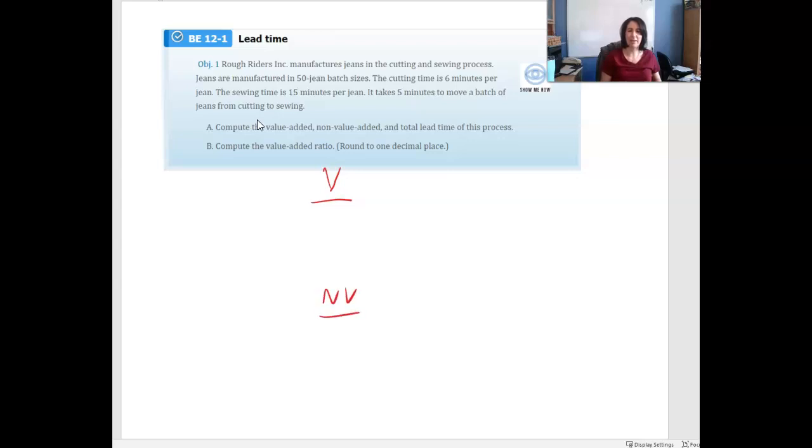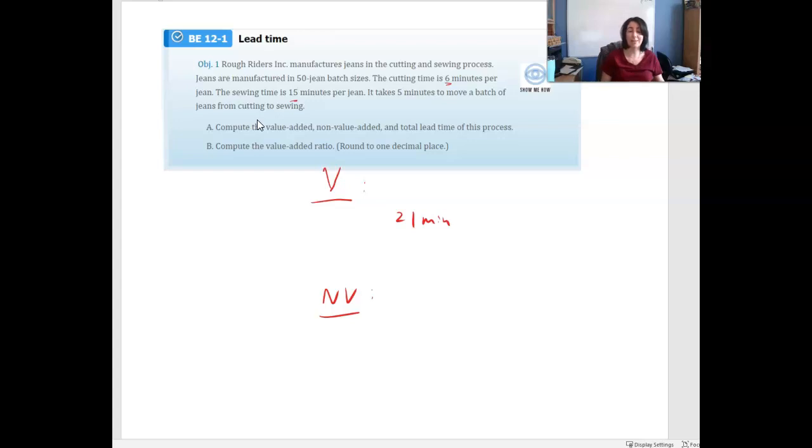All right, so our value-added time is the time we're actually working on the product, which is 6 minutes and 15 minutes, the time we're actually making the jean. So we're looking at 21 minutes of value-added time. Actually, we'll put it over here on the right. Probably should have a colon. All right, non-value-added time.